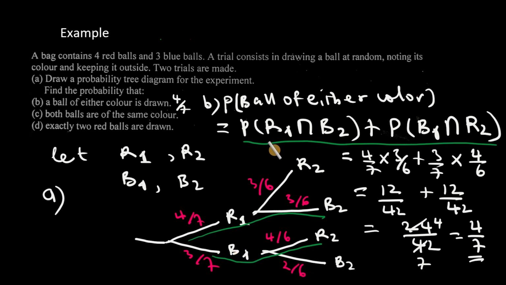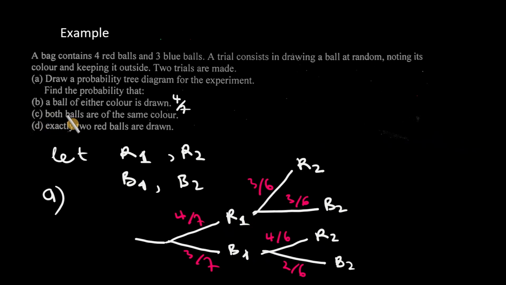So with that, we know along a branch, we are talking of intersection of events. That's we're talking of probability of R1 intersection R2. And then when we are moving from one branch to the other, we're talking of addition, or. That is, or probability of B1 intersection R2. So, and then it gives this formula. So that is the fastest way to bring out the formula.